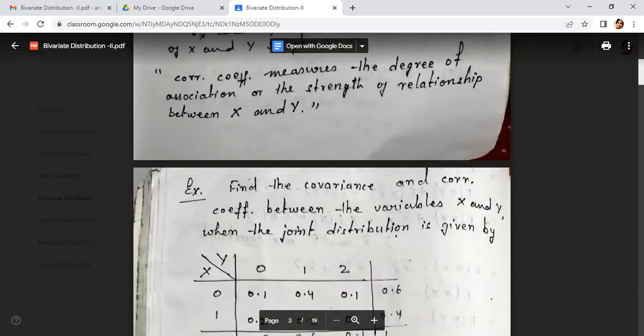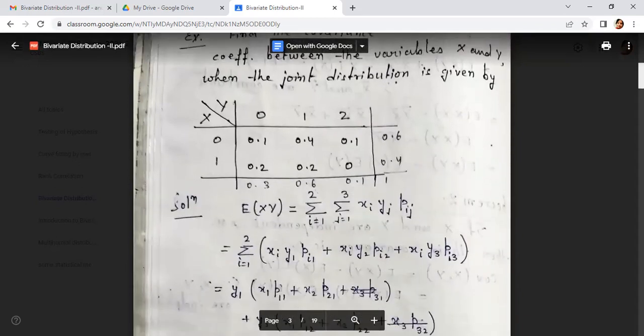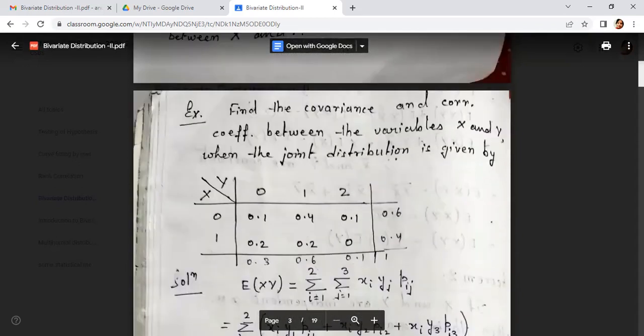Now we can take a particular problem. Let us see what the problem is. There is a bivariate distribution given to us, and we need to find the covariance and correlation coefficient between the variables for which the bivariate distribution is given. So let us go to the whiteboard where we are going to do this particular problem.